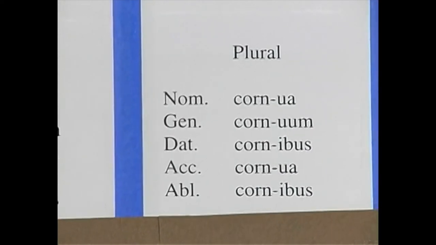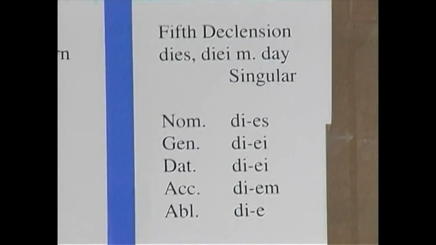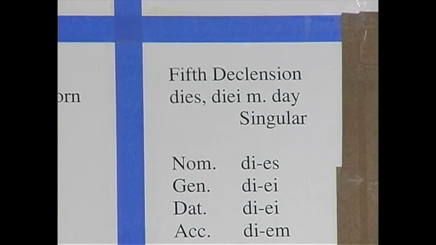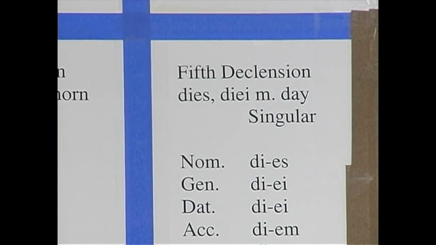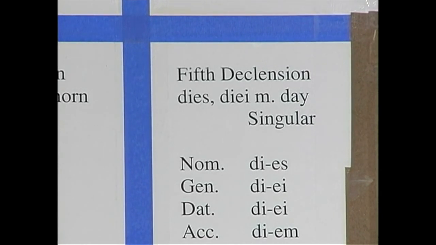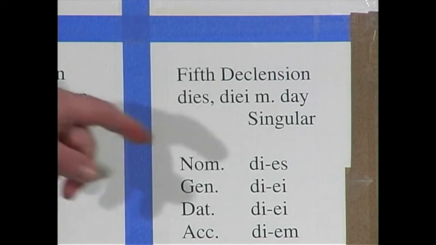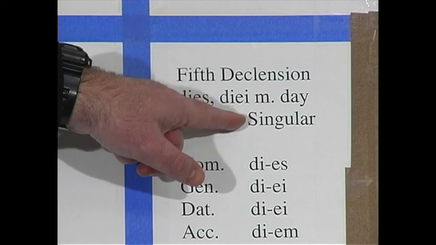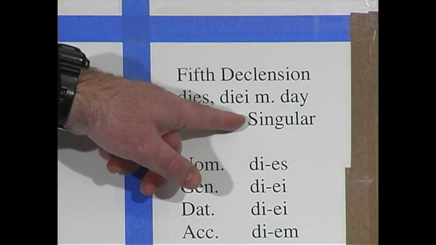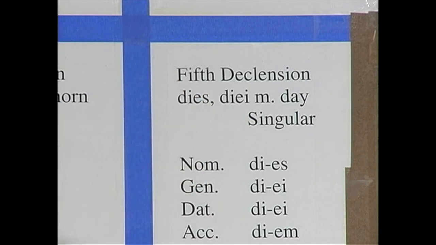And finally, the fifth declension, which is new now to our session. The fifth declension is characterized by the vowel e. It has an e throughout the declension. The genitive singular ends in ei, and that is how you tell that a noun belongs to the fifth declension. Our model noun is dies, diei, masculine, day.